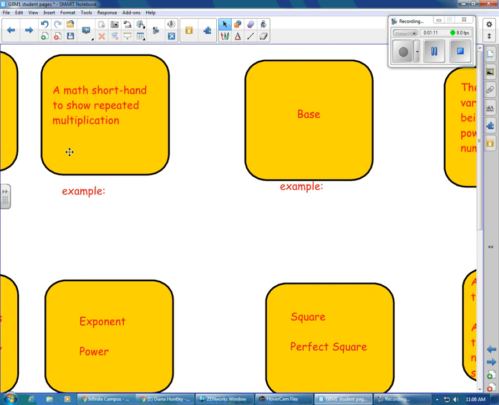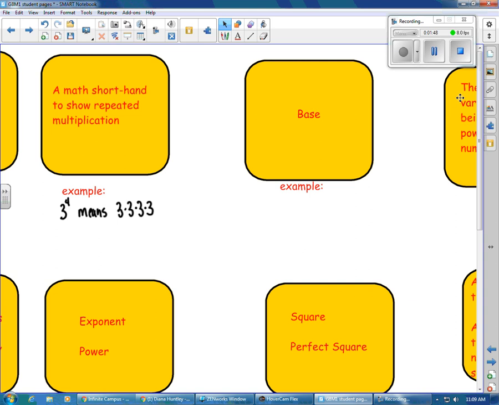So the first one, exponential notation. What is exponential notation? It's a math shorthand to show repeated multiplication. The example we used in class today was 3 to the 4th power. So if I have 3 to the 4th power, what does it mean? It means 3 times 3 times 3 times 3. It's easier to write 3 with a little raised 4 above it than it is to write 3 times 3 times 3 times 3. It just gets a little bit cumbersome if we write it over and over again.